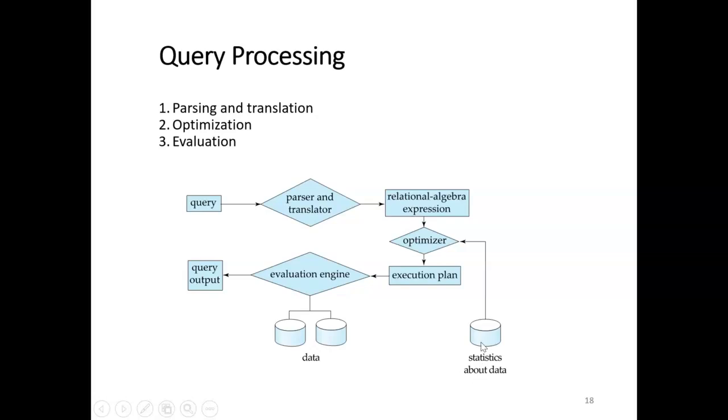Depending on the statistics about the data, which I think will also be stored in the data dictionary, and based on the physical data statistics, the optimizer will determine which execution plan will have the minimum cost. Minimum cost means utilizing the minimum memory space and having the minimum disk accesses. Then the evaluation engine will perform the query and generate the result. So that is the query processing process.